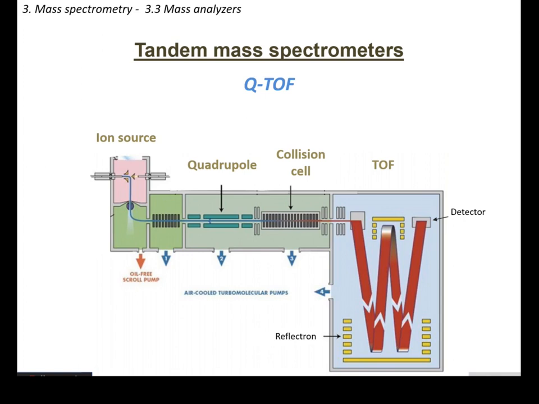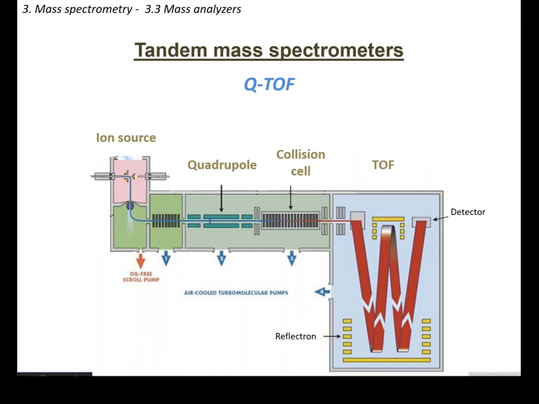Now it's possible to have another type of tandem mass spectrometer. We saw a triple quadrupole, but it's also possible to use a quadrupole, a collision cell, and a time of flight. And it's quite interesting because the time of flight is high resolution. It will give you the masses of the daughter ions with a high resolution. And it's very important, in fact, to determine the raw formula of this ion. And this can give you very important information for structural analysis.